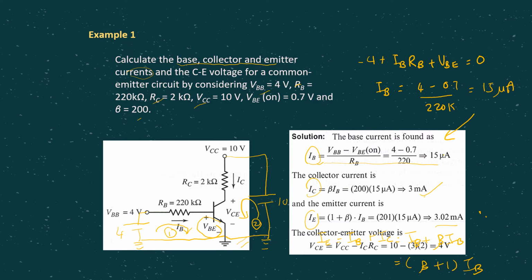Okay, then for VCE, obviously we can consider the second loop, the CE loop. We just do KVL equation. So if you do KVL equation, you are supposed to get minus 10 plus ICRC plus VCE equals 0 for the second loop. Okay, so remember the question is asking for VCE, so we rearrange accordingly. We can get this equation where VCE equals VCC minus ICRC, which is equal to 4 volt.